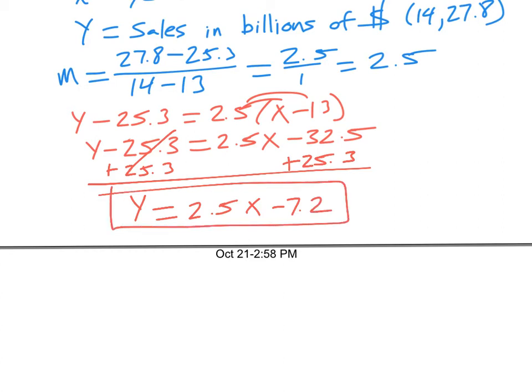That equation, again, if you put in the number of years after 2000, would give you a relatively decent estimate for Under Armour's sales. All right, so it said for this year, that would mean for x, let's put in 20, because it's 20 years after 2000. So I go 20 times 2.5 minus 7.2.